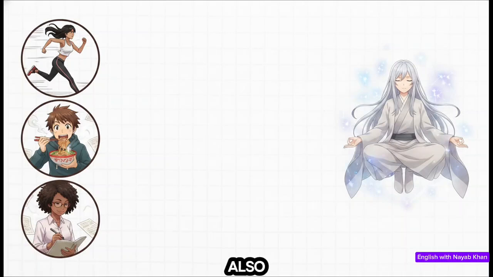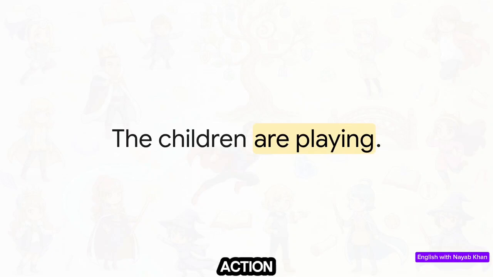But verbs also include words like is and are. Now, these don't show physical movement. Instead, they represent a state of being. They basically tell us that something simply exists. Let's see it in action. The children are playing. Here, the word playing clearly tells us the exact action those children are doing. It's the engine that drives the meaning of the sentence forward.